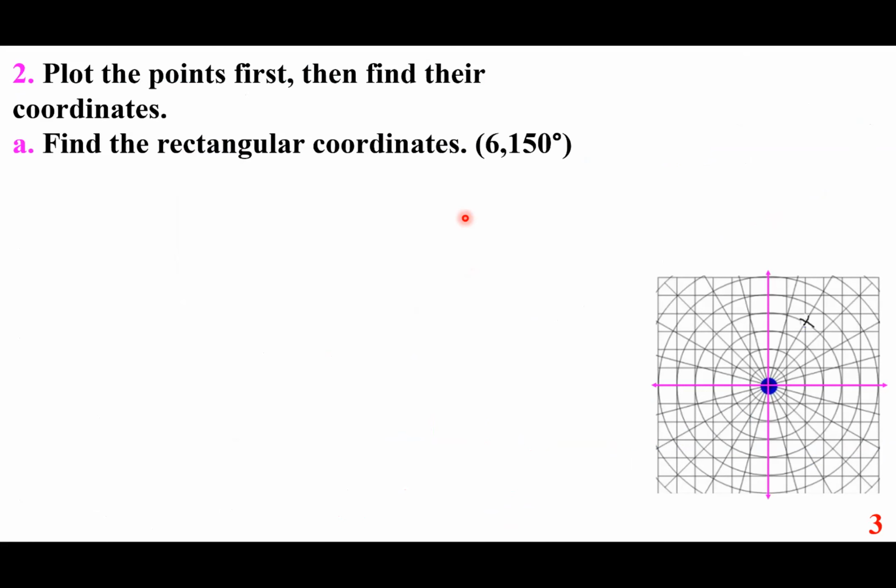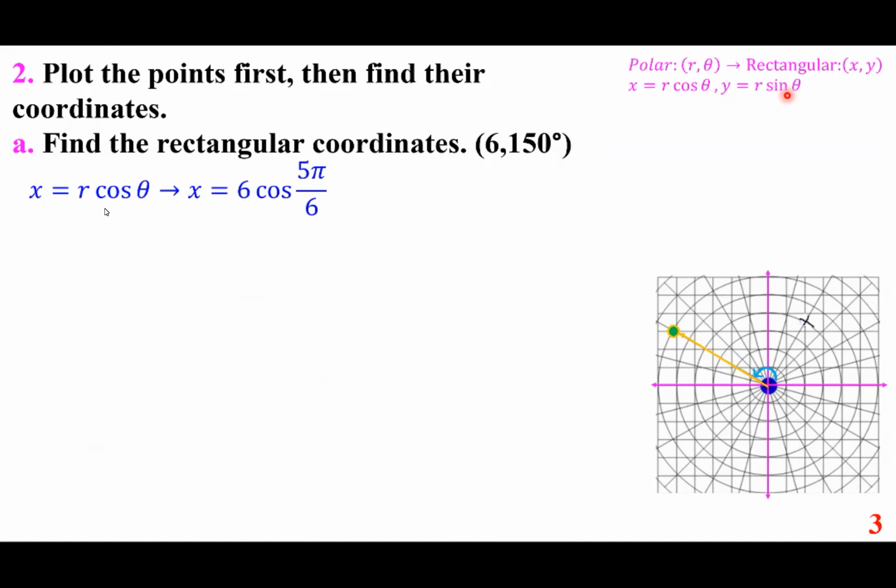Plot the points first, then find their coordinates, find the rectangular coordinates for this pair 6 comma 150. So we go 150 degrees, and then 6 tick marks, in this case those circles. Let us write the formulas. Polar has coordinates r comma theta, rectangular has coordinates x comma y, x is r cosine theta, y is r sine theta. So r cosine theta, that means 6 cosine of 150 degrees, or 5 pi over 6.